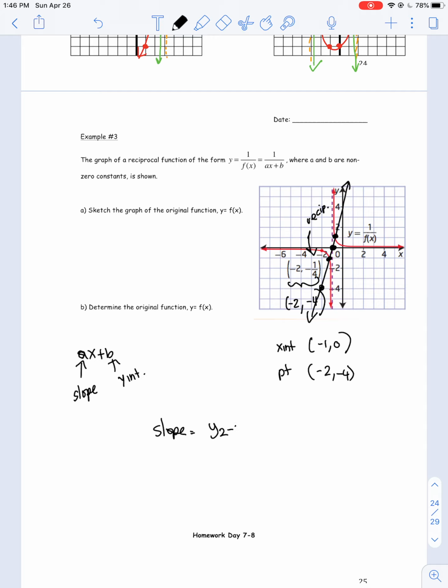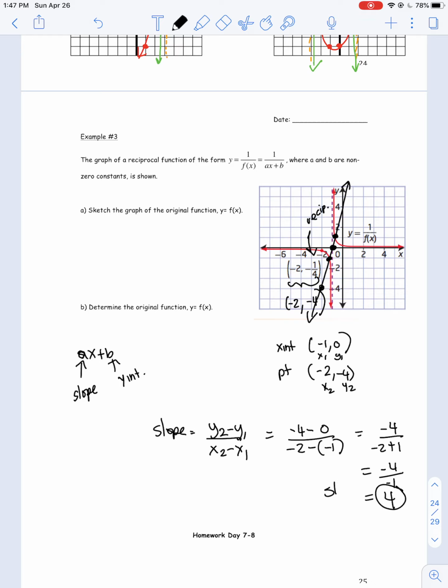Whenever we want to find slope, slope is always equal to y2 minus y1 over x2 minus x1. So you would label your points as x1, y1, x2, y2. Order doesn't matter, except that x has to be first and y has to be second. Y2 would be -4, subtract y1, which is 0. And then x2 would be -2, subtract -1. So that's going to give us -4 over -2 plus 1, which is -4 over -1. So that's equal to 4. So that's our slope.